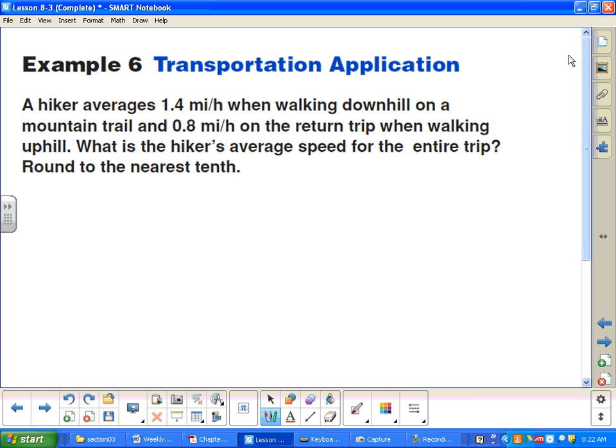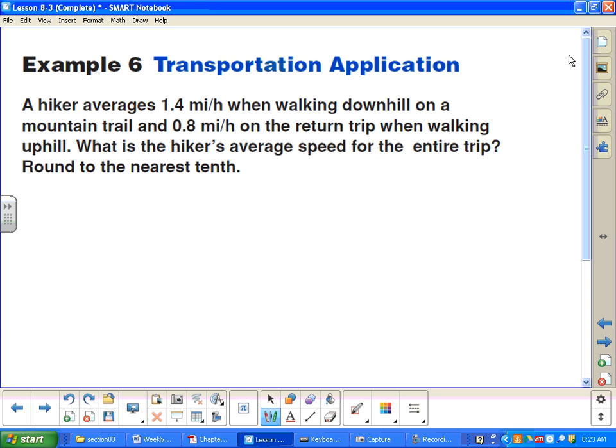Okay, so let's look at some story problems about rational functions. This is a transportation application problem. So it says a hiker averages 1.4 miles per hour when walking downhill on a mountain trail, and 0.8 of a mile per hour on the return trip when walking uphill. What is the hiker's average speed for the entire trip? Round to the nearest tenth.